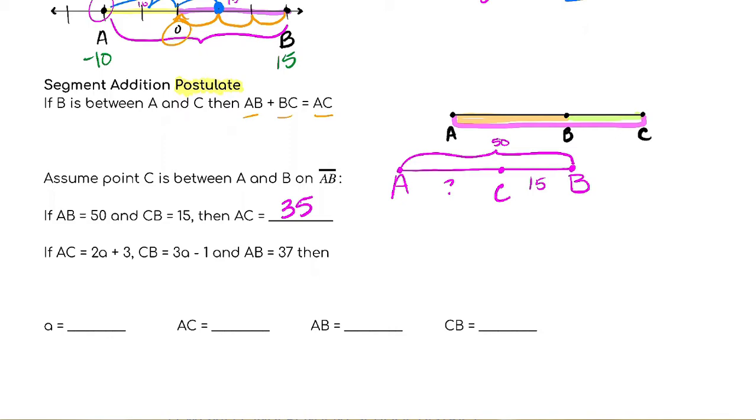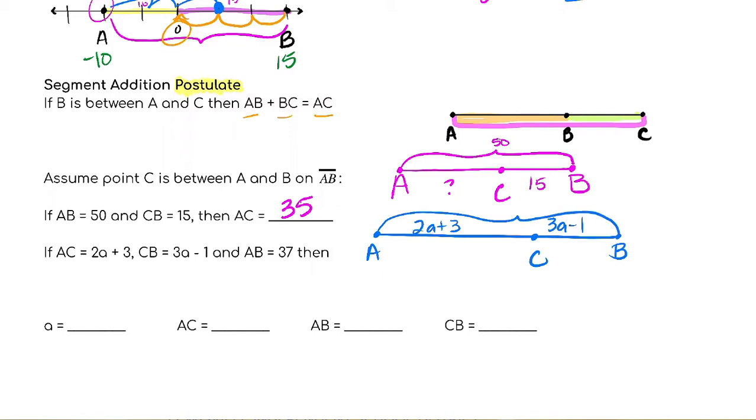The next one is using the same idea, so I'm going to draw a picture for that one. It's using the same instructions, A, B, C is between. If AC is 2a plus 3, and CB is 3a minus 1, and they said that AB, we didn't give y'all very much room to write here, sorry about that, AB is 37.